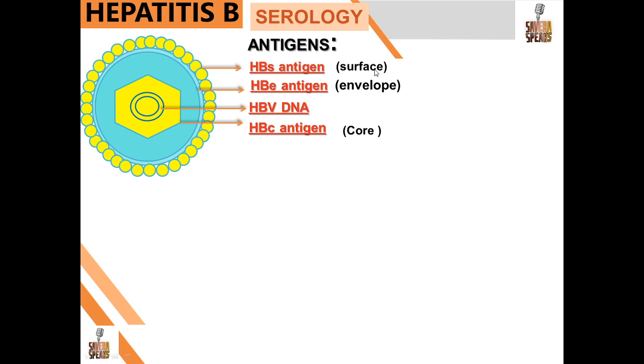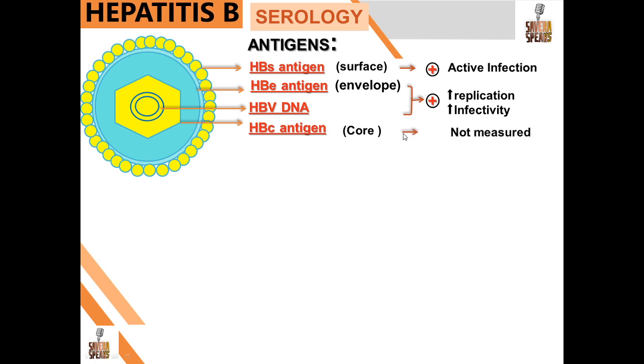If the surface antigen is positive, it indicates the active infection, and if the envelope antigen and DNA molecule are positive, they indicate increased replication and the infectivity, and this core antigen is usually not measured. Our body produces antibodies against these antigens. These are anti-HBs, anti-HBc and anti-HBe. Now they work opposite to them.